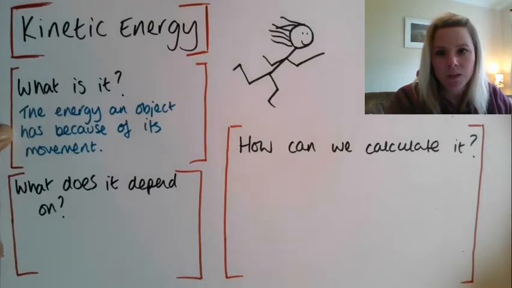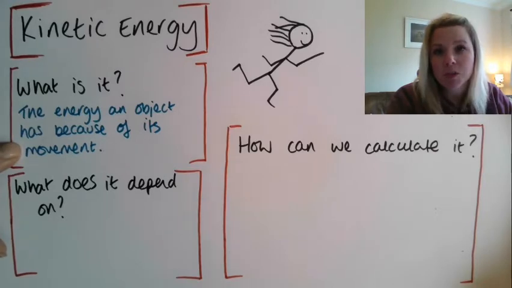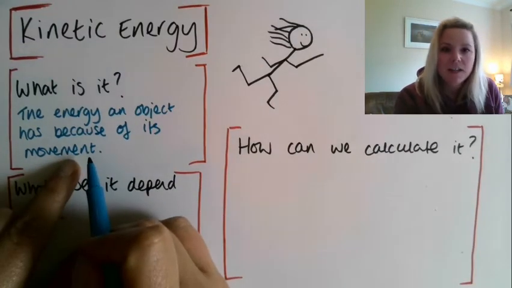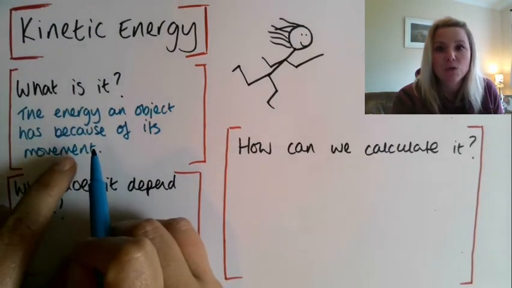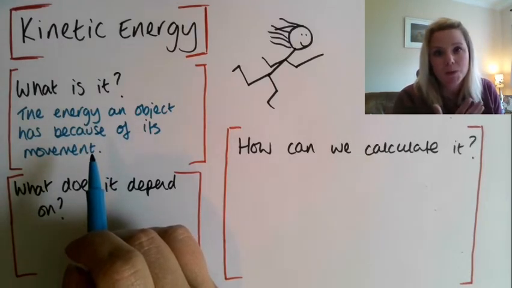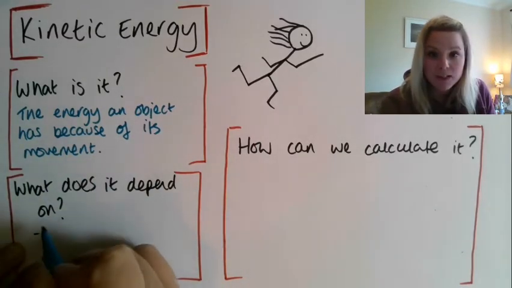Okay, so what is kinetic energy? It's the energy an object has because of its movement. So if something is staying completely still, then we would say it has zero kinetic energy. Now the next thing I need us to think about is, what does kinetic energy actually depend on? Well, one of the things is really obvious. If it is the energy something has because it is moving, then it makes sense that the faster something is moving, the more kinetic energy it's going to have. So one thing that it depends on is the object's speed.